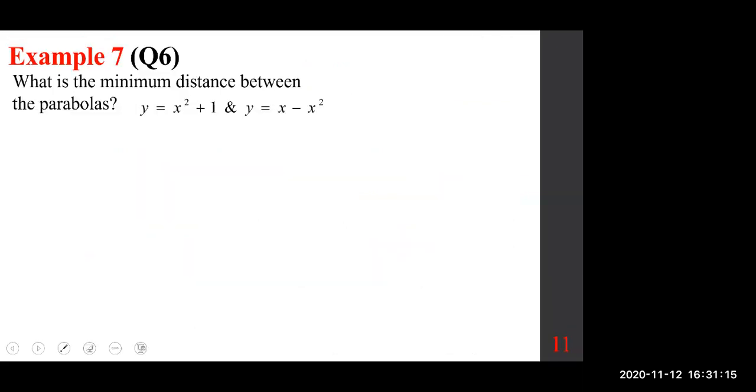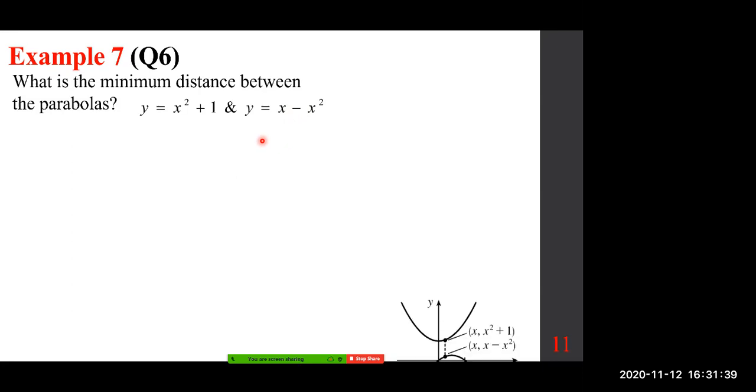What is the minimum distance between the two functions? Well, you have to graph both functions. I'm assuming everybody knows how to graph them. This is a basic y equals x squared shifted up by 1. And this one you can find the vertex x equals minus b over 2a, and it opens down. I'm assuming we have the graphs, it's not a problem.